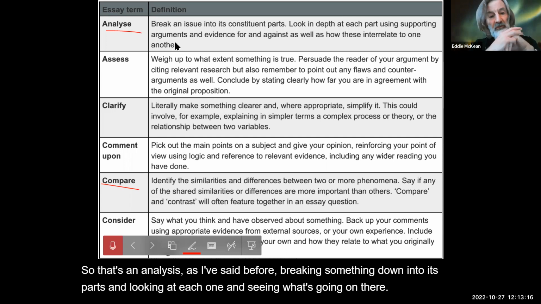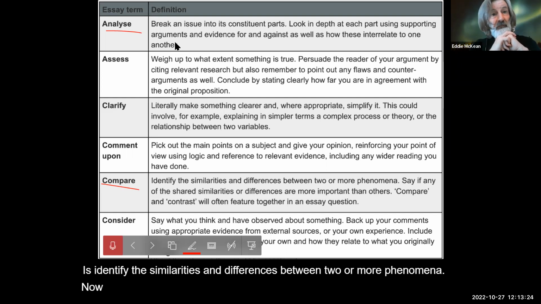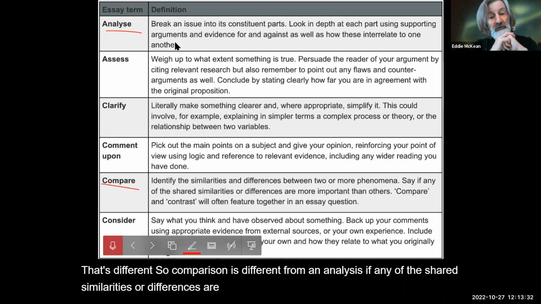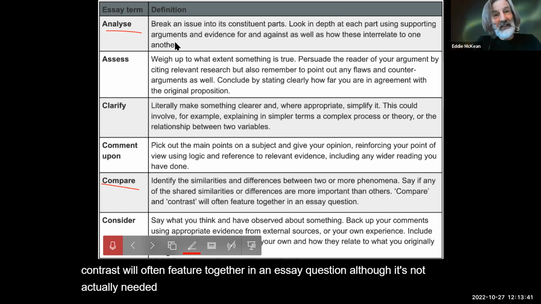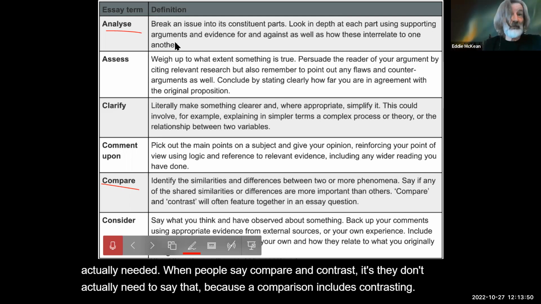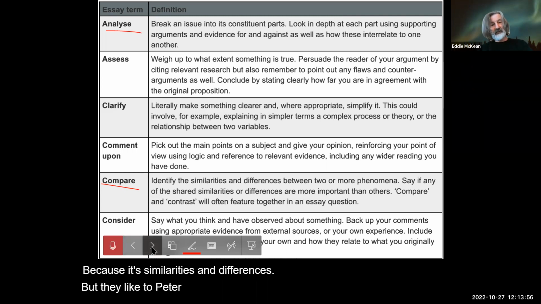Compare is: identify the similarities and differences between two or more phenomena. Now that's different. A comparison is different from an analysis. Say if any of the shared similarities or differences are more important than others. Compare and contrast will often feature together in an essay question, although it's not actually needed. When people say compare and contrast, they don't actually need to say that, because a comparison includes contrasting, because it's similarities and differences, but they like to put it in. So you see how they're different.